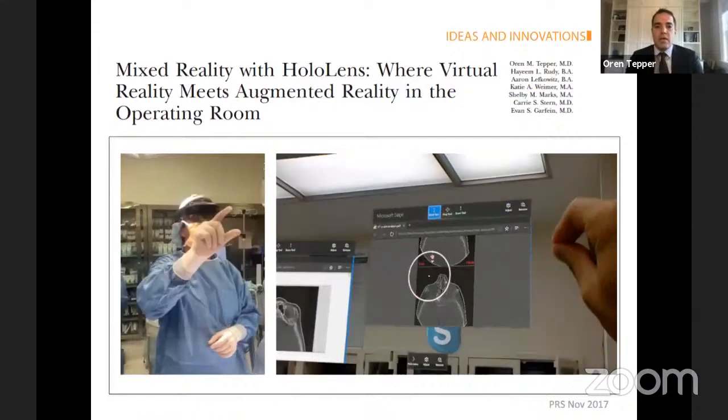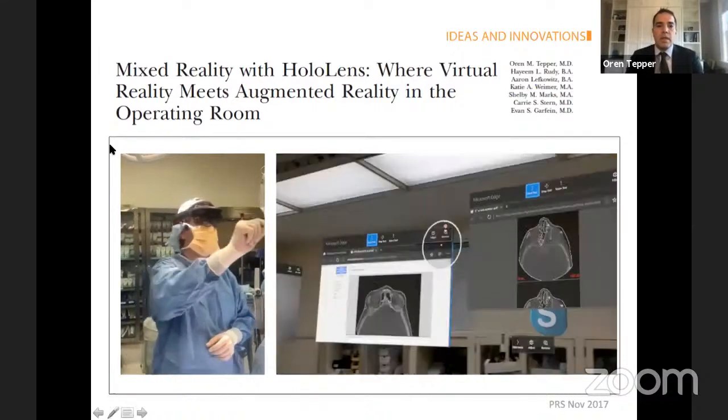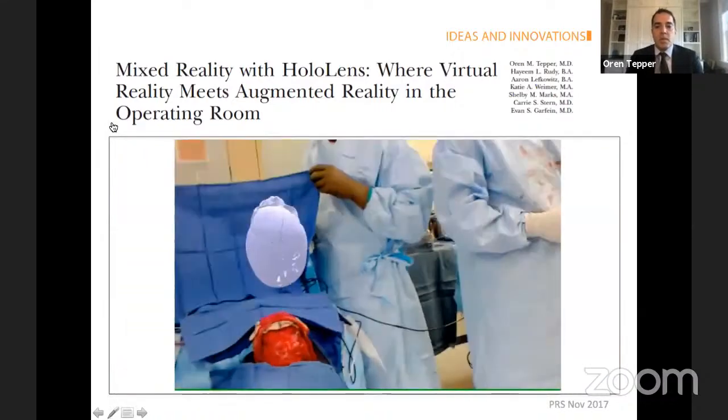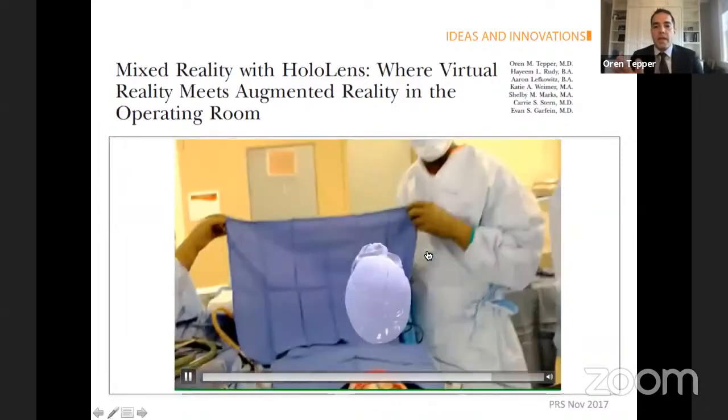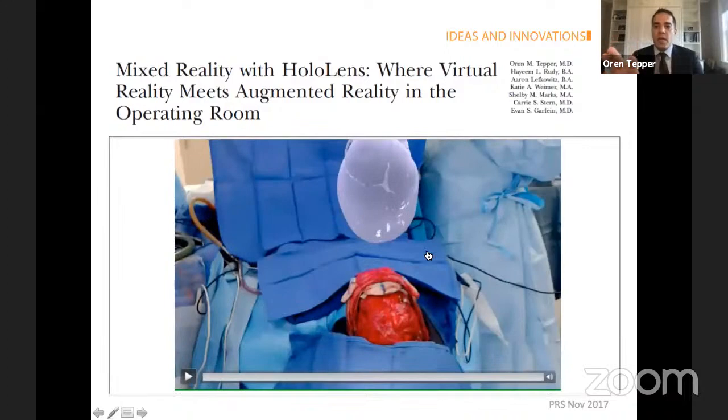This next slide here, I'm going to show you is an example of an actual patient with craniosynostosis. You can see here the twisted skull that's hovering above the patient during the reconstruction. So we have that as a reference to see and compare to how things appear in the operating room.